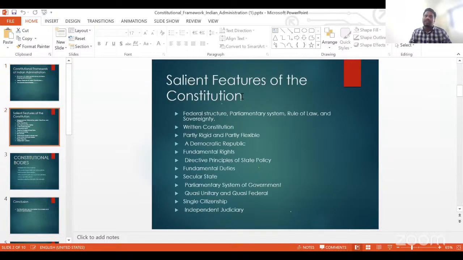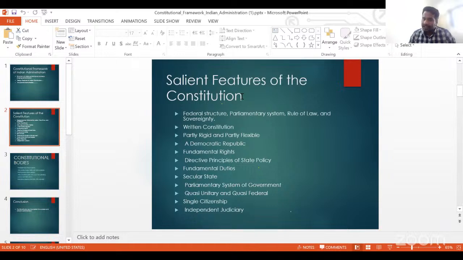The salient features of the constitution include all these parts, like the lengthiest written constitution. We have a partly rigid and partly flexible constitution. Rigid means that some provisions must be passed by two-thirds of the total strength of the house, and some provisions relating to the constitution can be passed by simple majority, that is 50% of those present and voting, which is flexible. We can see both features in our constitution.